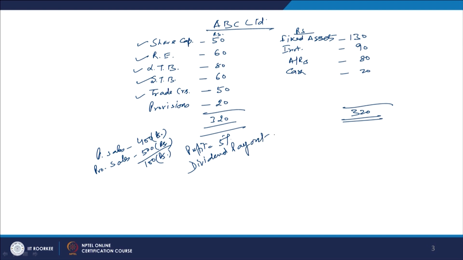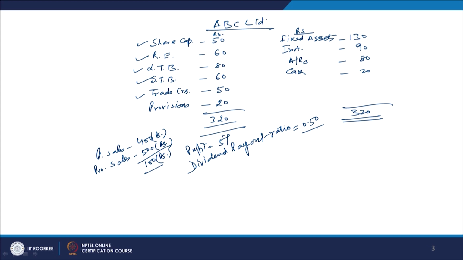So, here if you look at this balance sheet, we are given all these assets and liabilities, and our present sales are 400 lakh rupees and the proposed sales are 500 lakh rupees. So, we want to increase the sales by 100 lakh rupees, and the profit margin we want to take is 5%, and the dividend payout ratio given to us is 0.50. This is the information given to us, right. So, we are given this balance sheet.